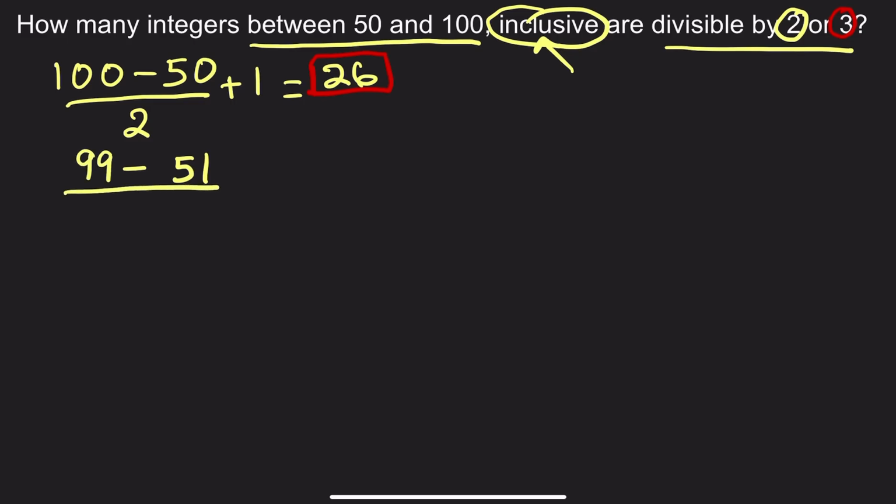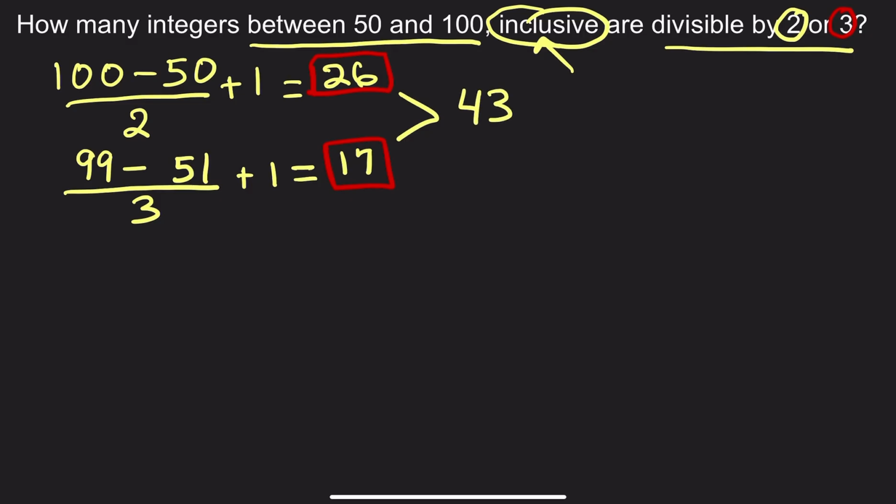This time we're dividing by 3 because we are looking for integers that are divisible by 3 in this range. Of course, we take this formula and we add 1 to it. And this gives us 17. We have 26 integers that are divisible by 2, and we have 17 integers that are divisible by 3. What we're going to do here is add 26 and 17, which gives us 43.